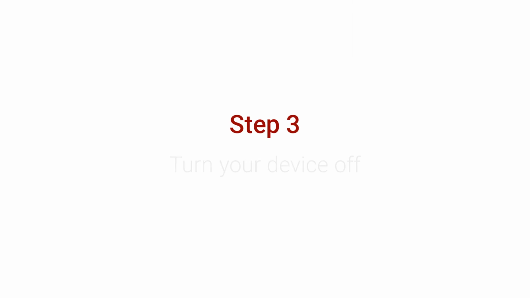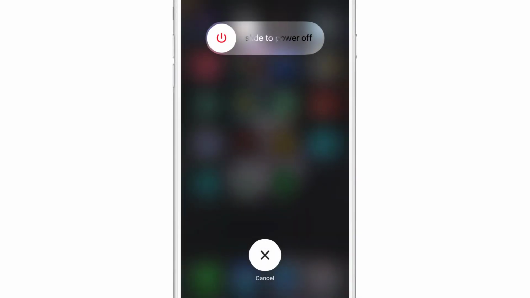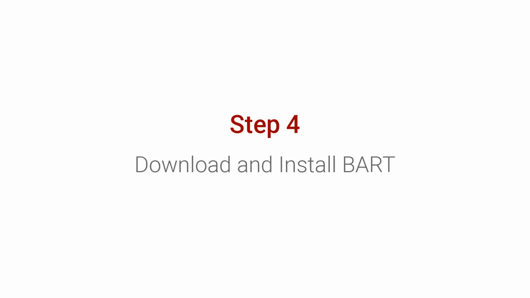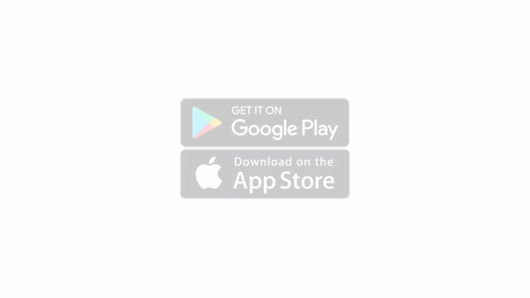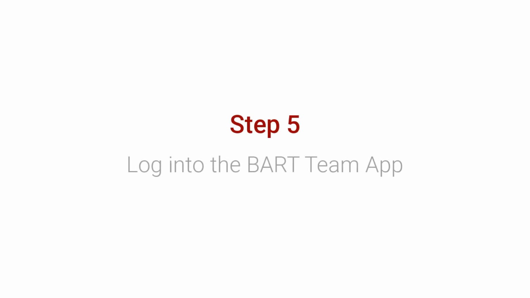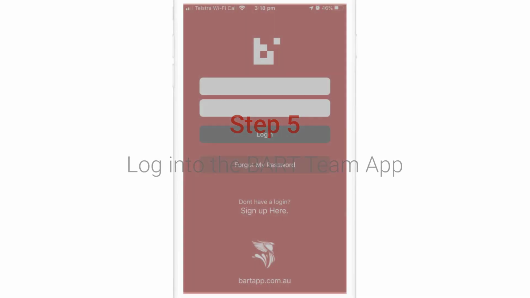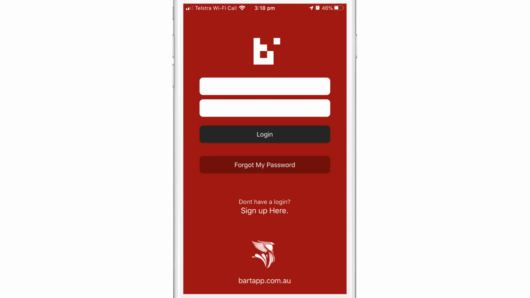Step 3. Turn your device completely off, wait for it to shut down completely, and then restart it again. Step 4. Download and install the BART Team app from the Apple Store or Google Play. And step 5. Log into the BART Team app and check if your issue has been resolved.